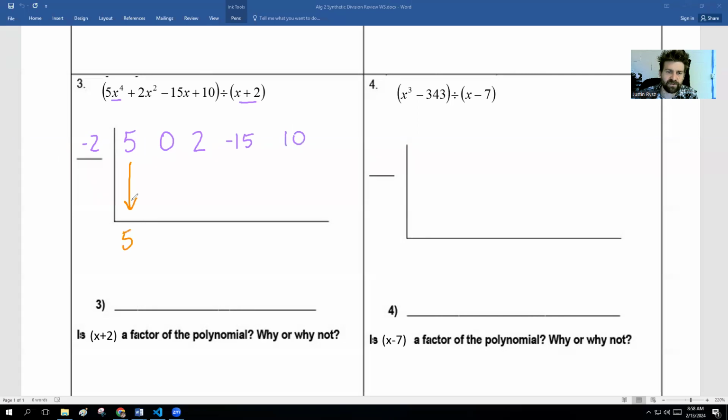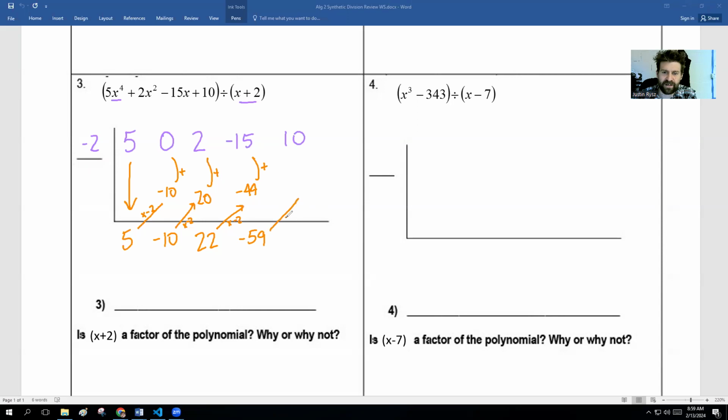We're going to drop the 5 down, and we're going to start multiplying and adding. So 5 times -2 is -10. We add that to 0, that is -10. We times that by -2. That becomes +20. Add that to 2, that'd be 22. If we multiply that by -2, that's -44. We add those together, that is negative a lot. Negative what, 59?